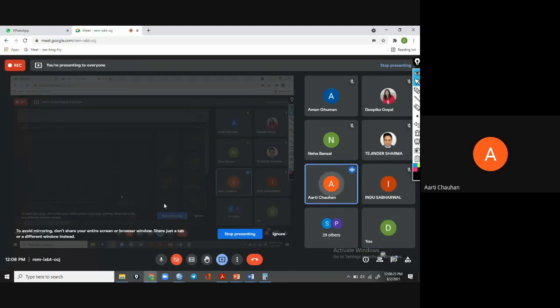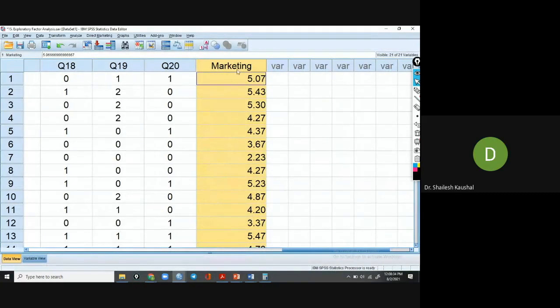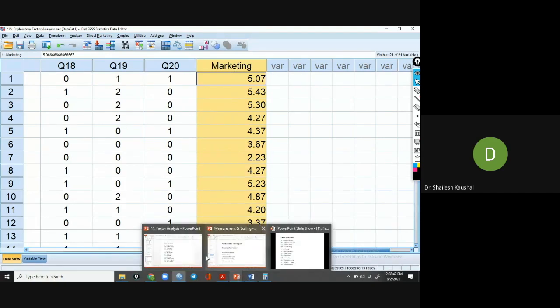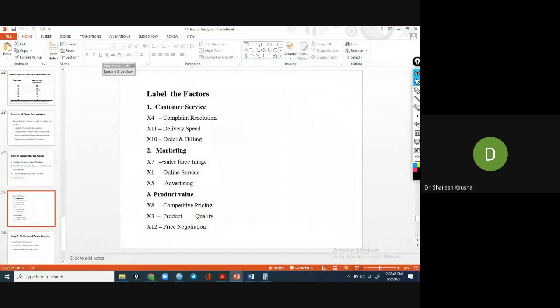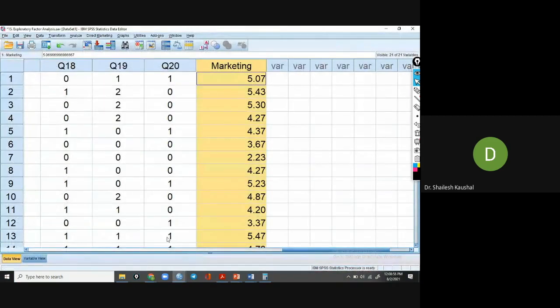Sir, I want to know about the steps you followed in SPSS. Okay, the exploratory factor analysis steps in SPSS? No, sir, just how you compute the component, marketing. Actually, I have taken the variables, so I should take the value of marketing like X7, X1 and X5. Means how did I create this value? You want to ask this, right? Yes, sir. Okay, so I'm just explaining to you.